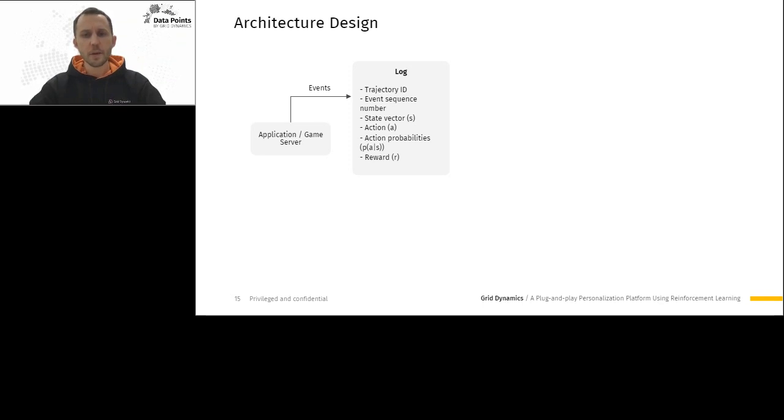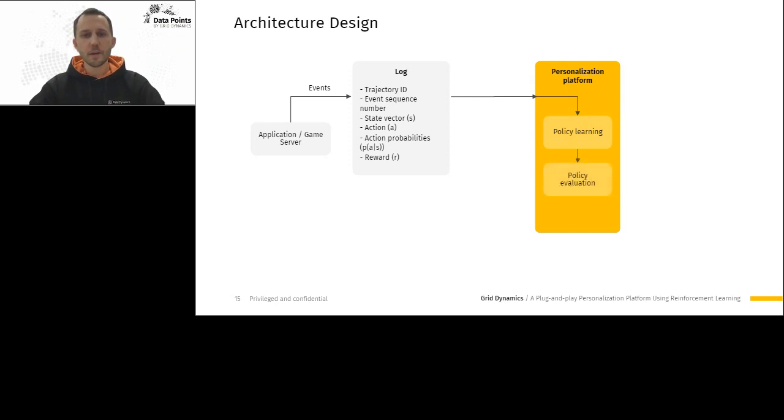Logs in this form are sent to the personalization platform where a new policy is learned and evaluated, and the results of the assessment can, for example, be visualized for further analysis. New policies, that is, agents in RL terms, arrive at the targeting server, which makes new predictions, and they are sent to the game server. I would like to note that the game server, personalization platform, and targeting server are decomposed, with all the resulting decomposition bonuses.